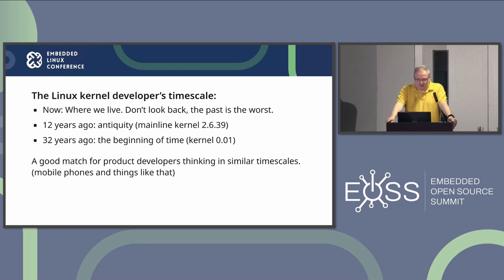And 12 years ago, that's antiquity. It was kernel 2.6. Now I'm poking fun at this, but if you tell me kernel 2.6, I think, Jesus, did that even have networking already? It feels incredibly old, even though it was only 12 years ago. And 32 years ago is the beginning of time, before nothing existed. This kind of thinking in these scales is good if you are developing products that have a similar lifespan, mobile phones being the canonical example.